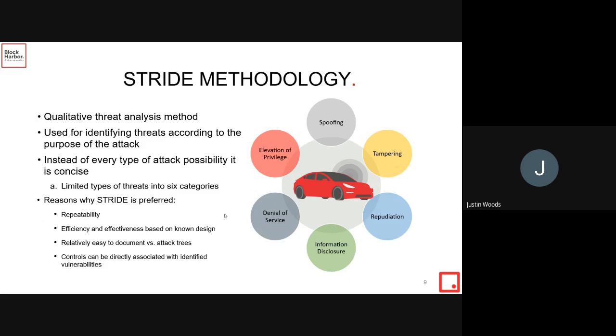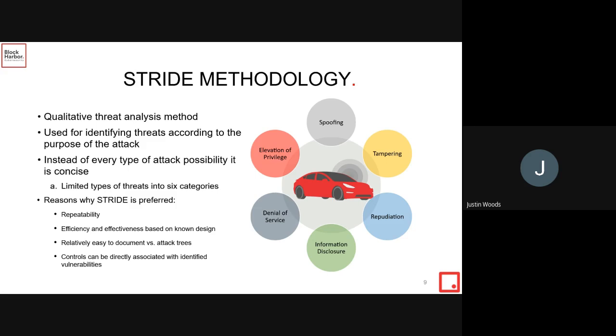So now going into the STRIDE methodology, what we actually use here, this is going to be more of a qualitative threat analysis method. This is going to be used for identifying threats according to the purpose of the attack. And instead of every type of attack possibility, it is more concise. So it limits the types of threats into these 6 different categories, hence the STRIDE name, right? So we have spoofing, tampering, repudiation, information disclosure, denial of service, and elevation of privilege.